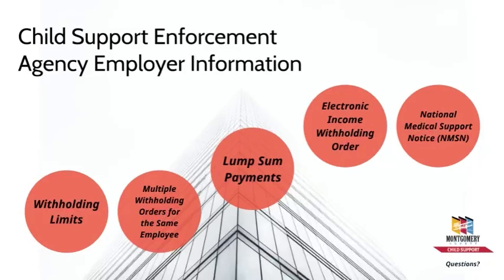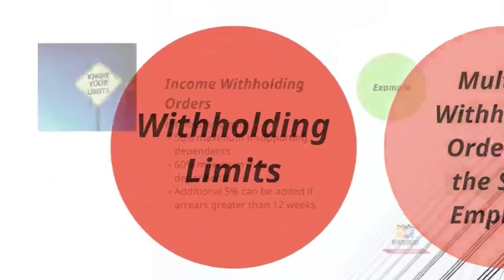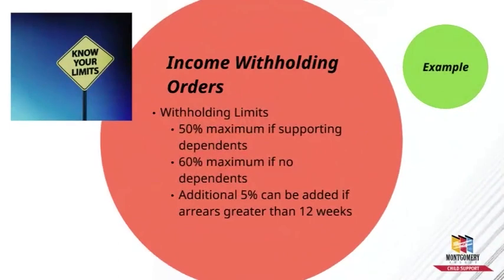However, let's say the non-custodial parent doesn't make enough to send in the full amount listed on the order. That's when limitations come into play from the Consumer Credit Protection Act, or CCPA. The CCPA only allows for a certain percentage amount to be deducted from a check. For example, 50 to 65% can be withheld depending on the circumstances. We'll go over them here.